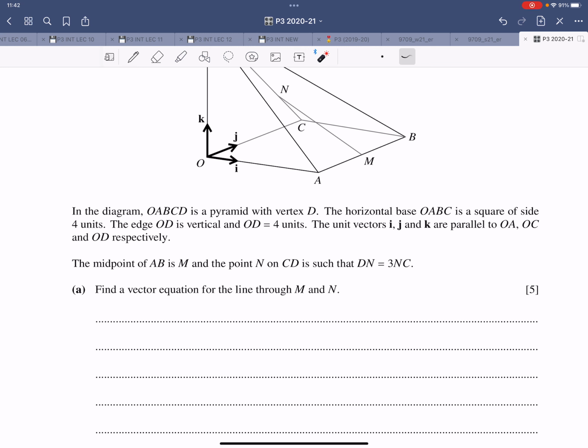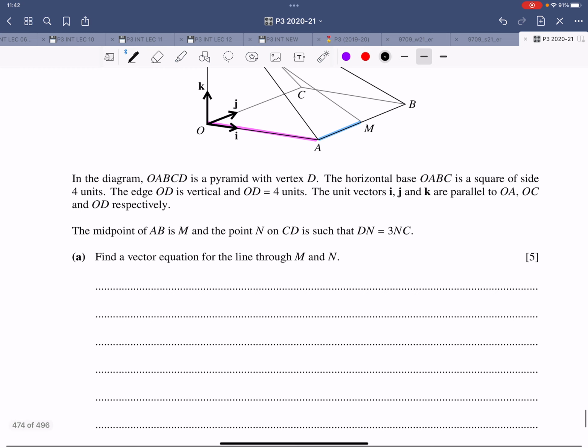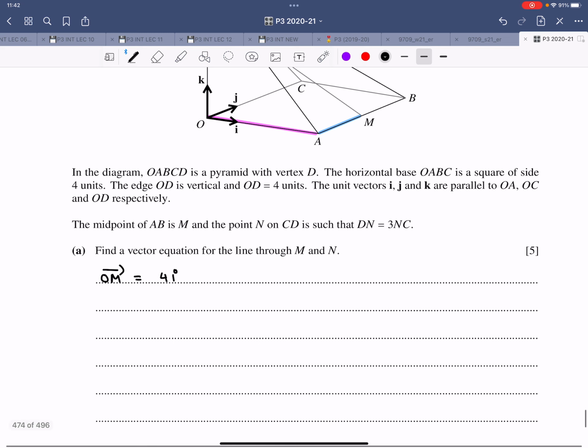That means we need to find what is OM. We need to find what is ON. Now, when we talk about OA and then AM, this first part is very simple. OM is basically 4i, and since M is the midpoint in the j direction, that is 2j. So this is 4, 2, 0. That is the answer for this part.